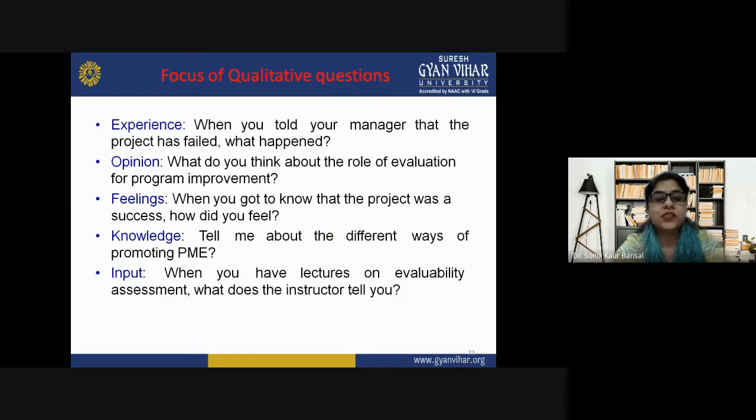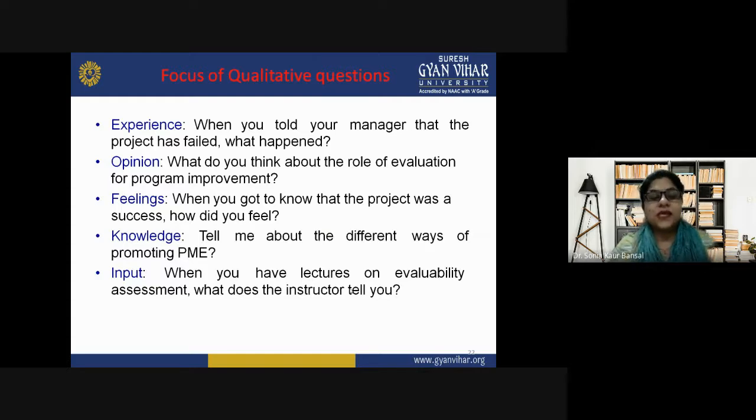Then next is about feelings. When you got to know that the project was a success, how do you feel now? You have secured the top position, how do you feel now? These are the type of feeling questions, students. When we ask them in a group, the group answers and you are easily evaluating them. And your research is called qualitative research by that time.